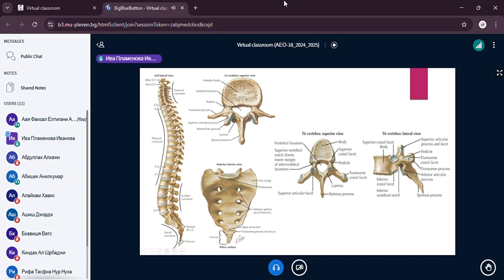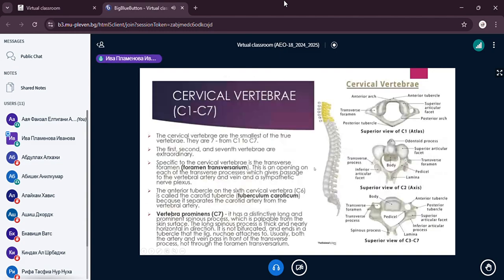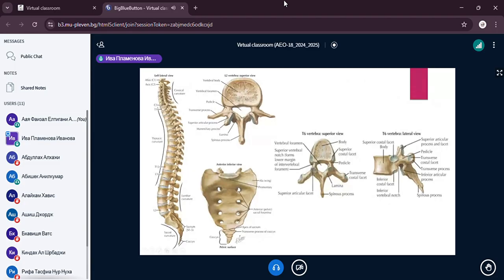And what else? That's the superior articular processes or surfaces for the L5. We can see them here. That's the articular process from S1 for articulation with the articular process of L5.